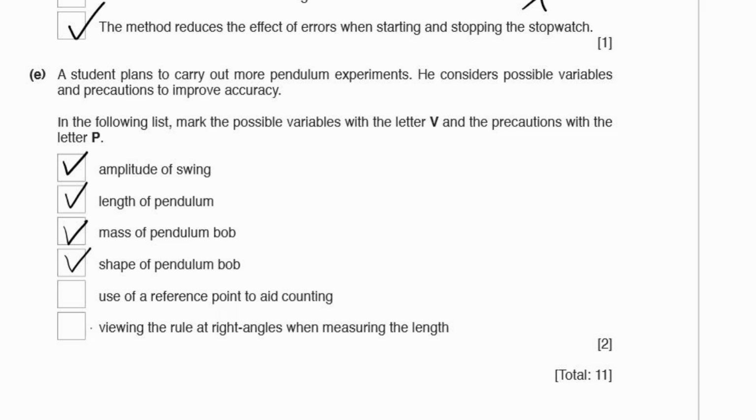Use of a reference point to aid counting. Well, that's a precaution to mean that our results are more accurate. And viewing the rule at right angles when measuring the length, that's a precaution as well. That's how we should be using rulers.